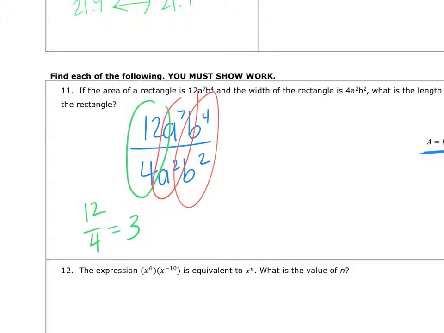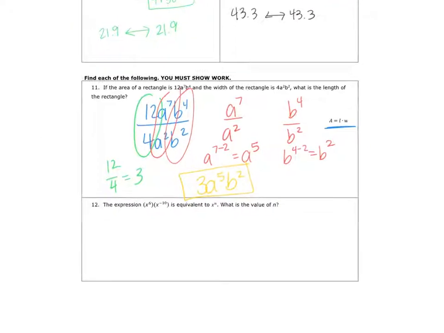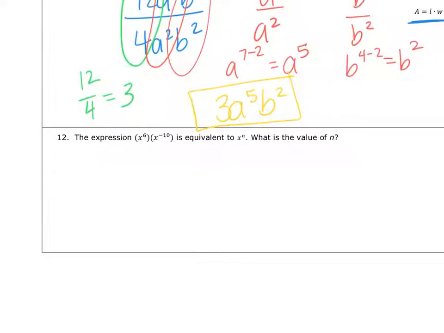A's and B's are a little bit different. These we have to look on our formula chart. Formula chart tells me to take top and subtract the bottom. So my final answer is 3a^5b^2. And again, dividing big numbers like normal, subtracting little exponents because they're divided.